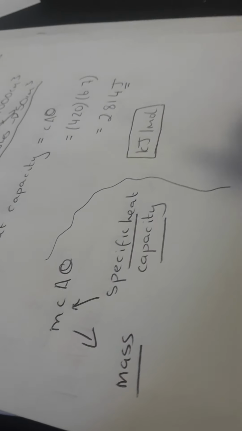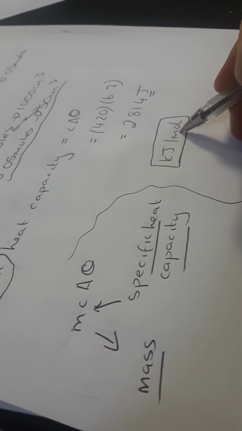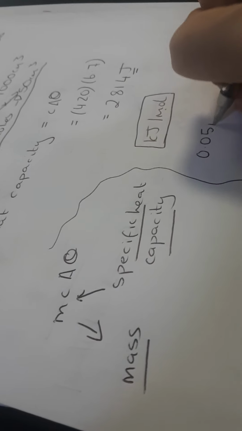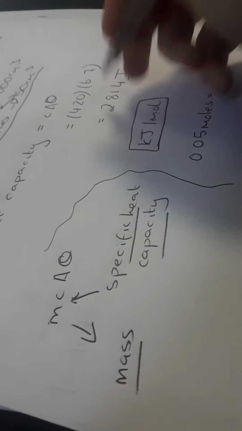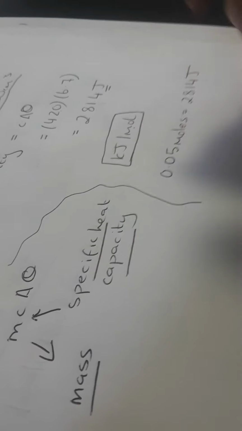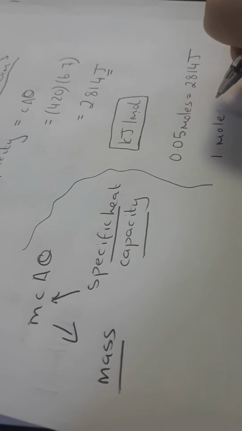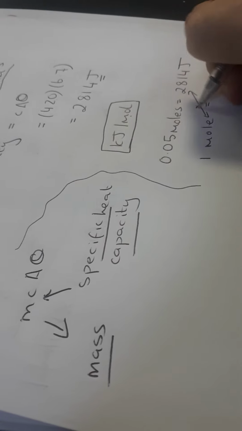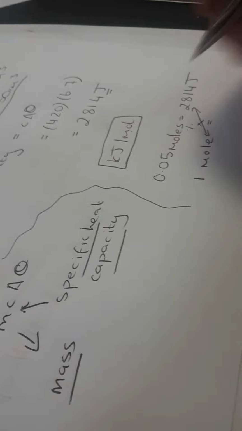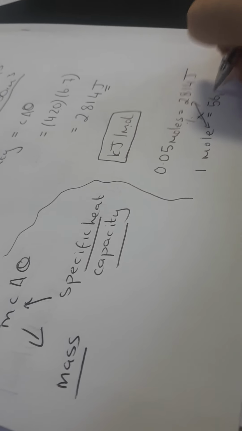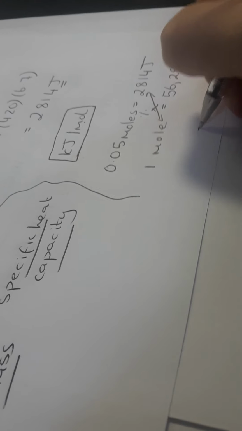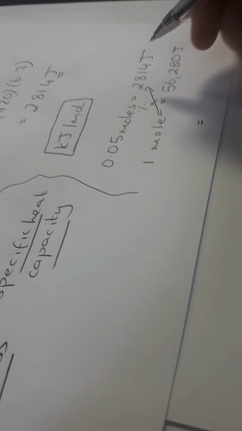I'm just going to start off with here. Kilojoules per mole means 1 mole. But in this question, I've only used 0.05 moles, and that has released 2,814 joules. So I need to work out how many joules is in 1 mole. So I multiply by what I know and I divide by the bit left over. And that gives me 56,280 joules.